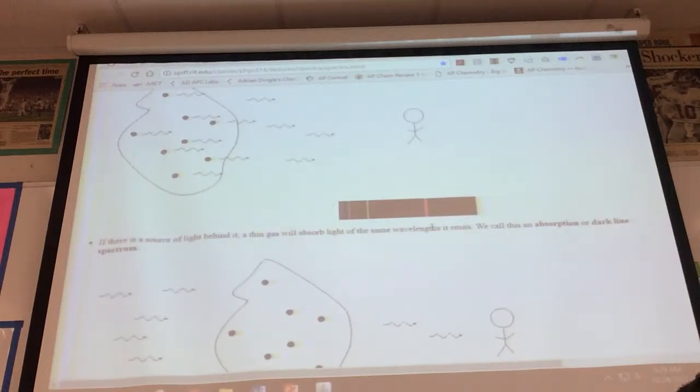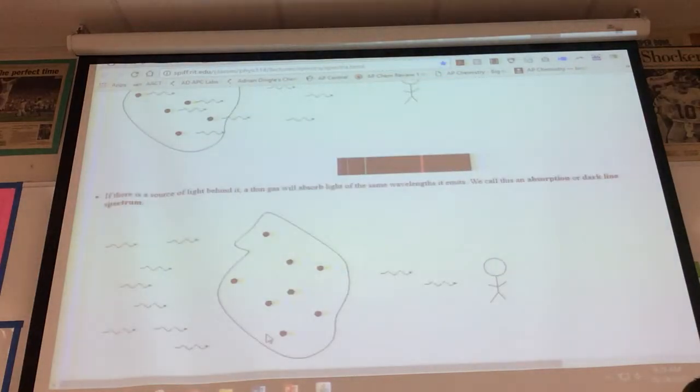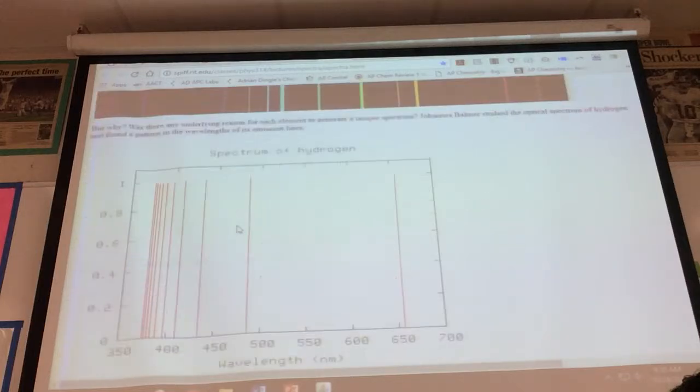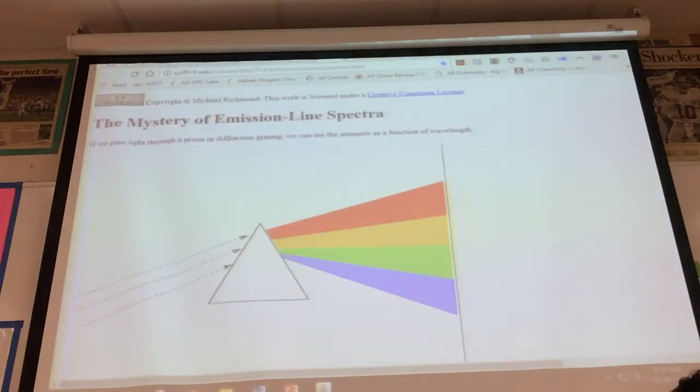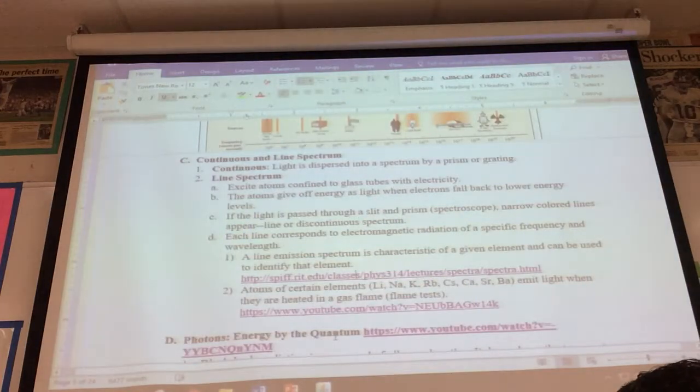And this is a line emission spectra. What happens here is, let me pull that up and we'll take a look at the different ones. That's the same one. Let me grab it, hang on. I got it.